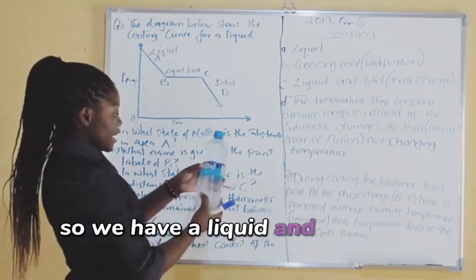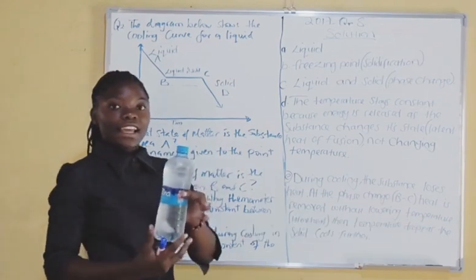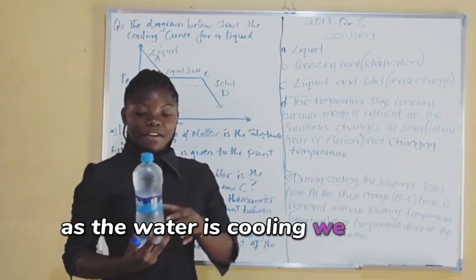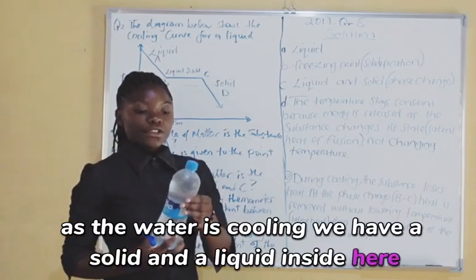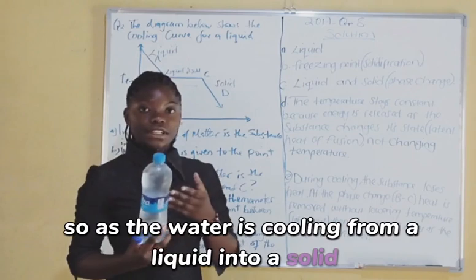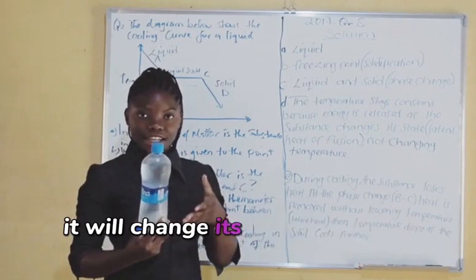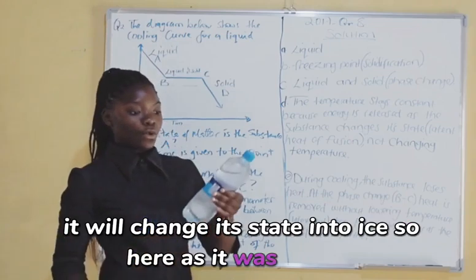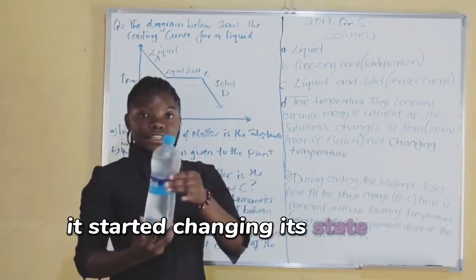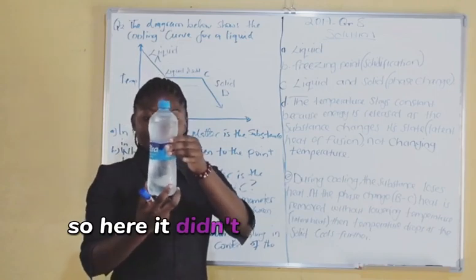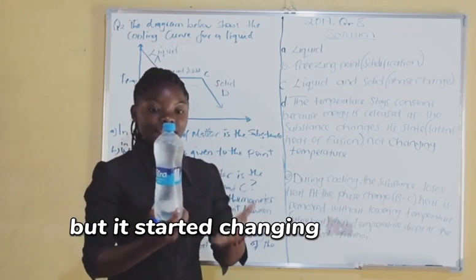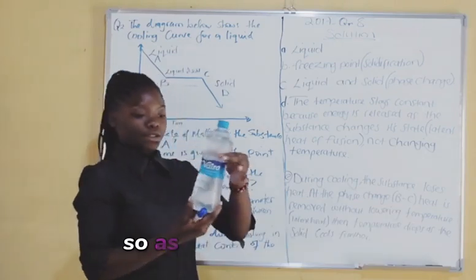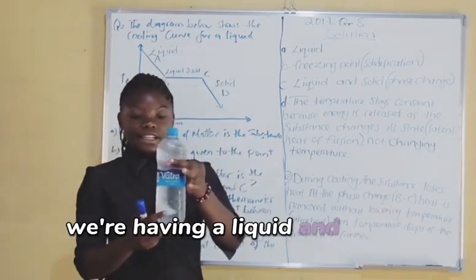So we have a liquid and a solid. As the water is cooling, we have a solid and a liquid inside here. As the water is cooling from a liquid into a solid, it will change its state into ice. Here, it didn't actually change its state completely, but it started changing from a liquid into a solid. As you can see, we have a liquid and a solid inside here.